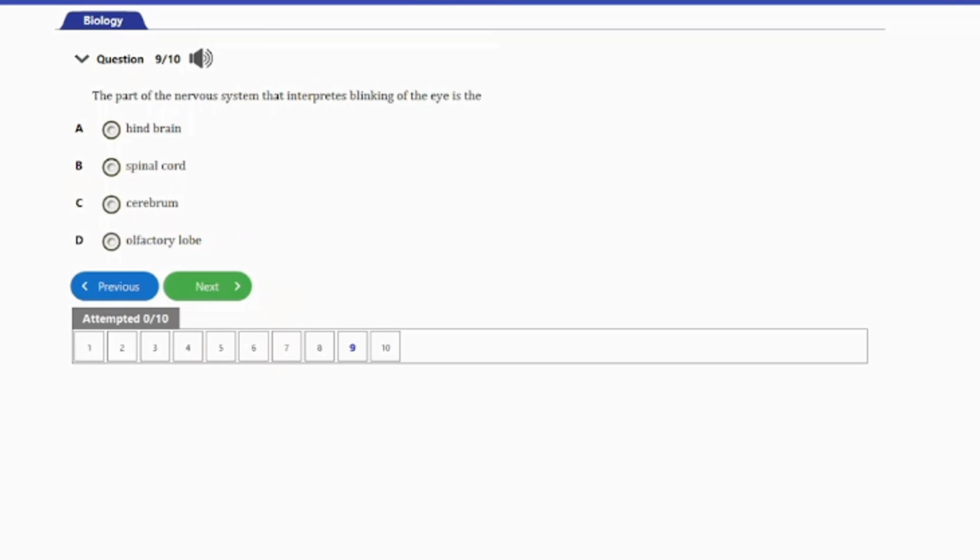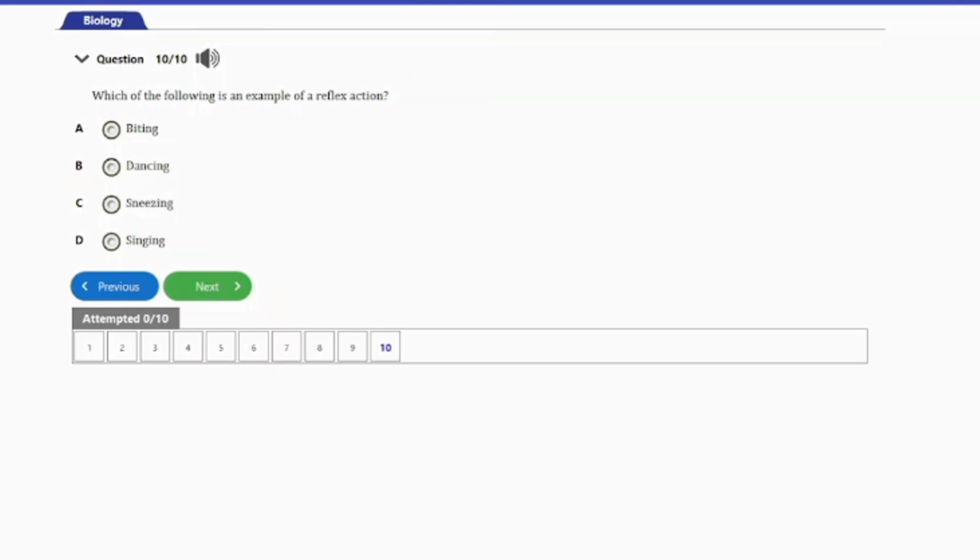Question number 9. The part of the nervous system that interprets blinking of the eye is the A, hindbrain, B, spinal cord, C, cerebrum, and D, olfactory lobe. The answer is option C, the cerebrum. The cerebrum is the part of the nervous system that interprets the blinking of the eye and other actions. It's responsible for interpretation of most actions of the system. Let's go ahead and consider the next question.